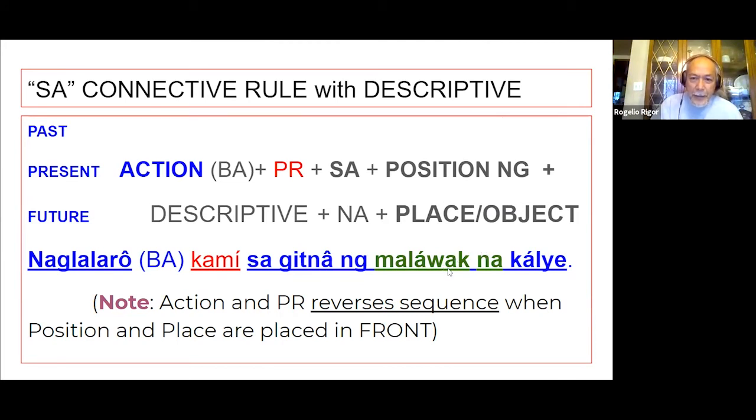Okay, so this is the descriptive, and all we did with the descriptive is put it in front of the object. Sa gitna ng kalye. And you just put there sa gitna ng malawak na kalye. Malawak means wide, the wide street. Otherwise, it would just say in the middle of the street. Naglalaro kami sa gitna ng malawak na kalye. Okay?